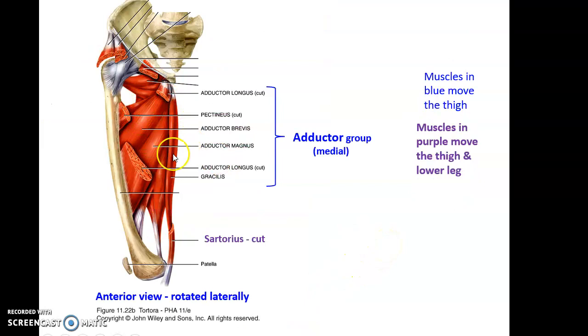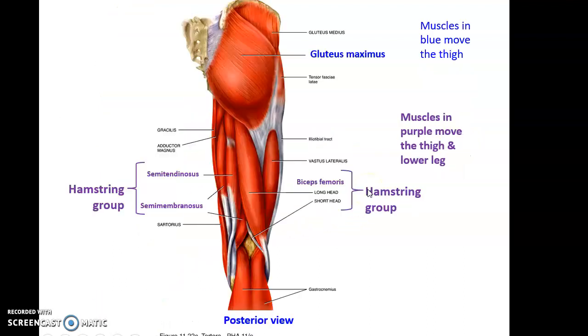All right, we have a group of medial muscles in the thigh. These medial muscles make up what's called the adductor group. And surprise, surprise, they are able to adduct the thigh. So when your leg is already sticking out laterally, they will adduct it, pull it down medially.